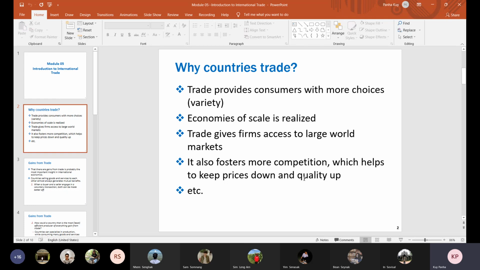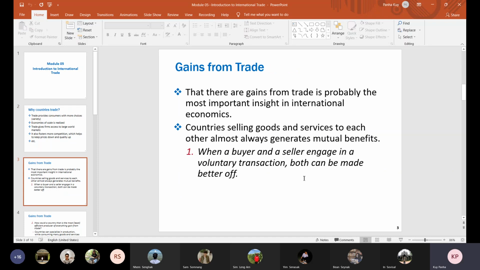Okay, so these are the major reasons that a country does trade. That is the gain from trade. That is the reason, and when we do the trade, we get gains from trade. So these are the gains from trade.